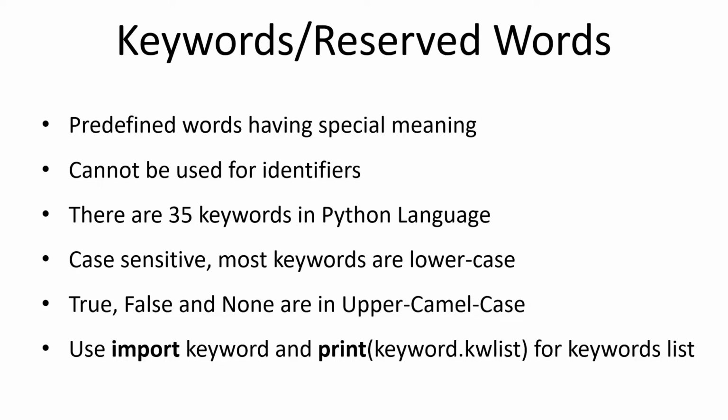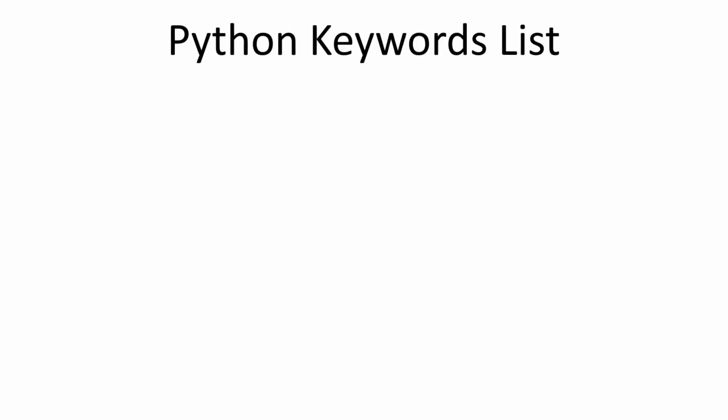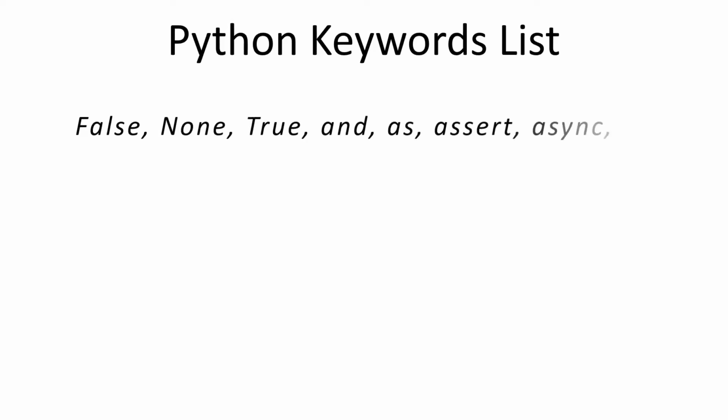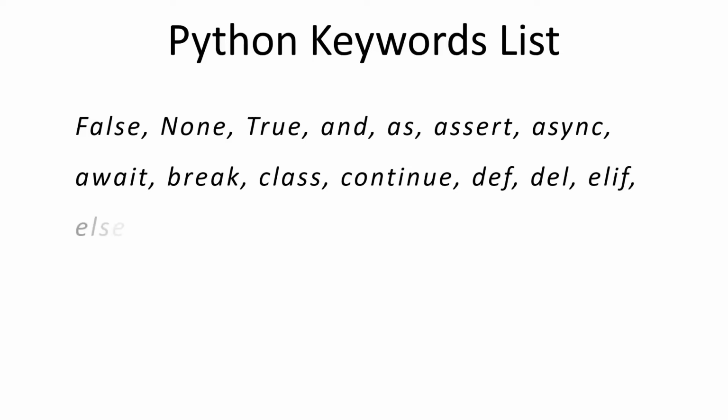Unlike the English language, that comprises thousands of words in its dictionary or vocabulary, programming languages have very limited keywords or reserved words. Here is the list of 35 Python keywords as of now. This list keeps updating with time. Have a look.